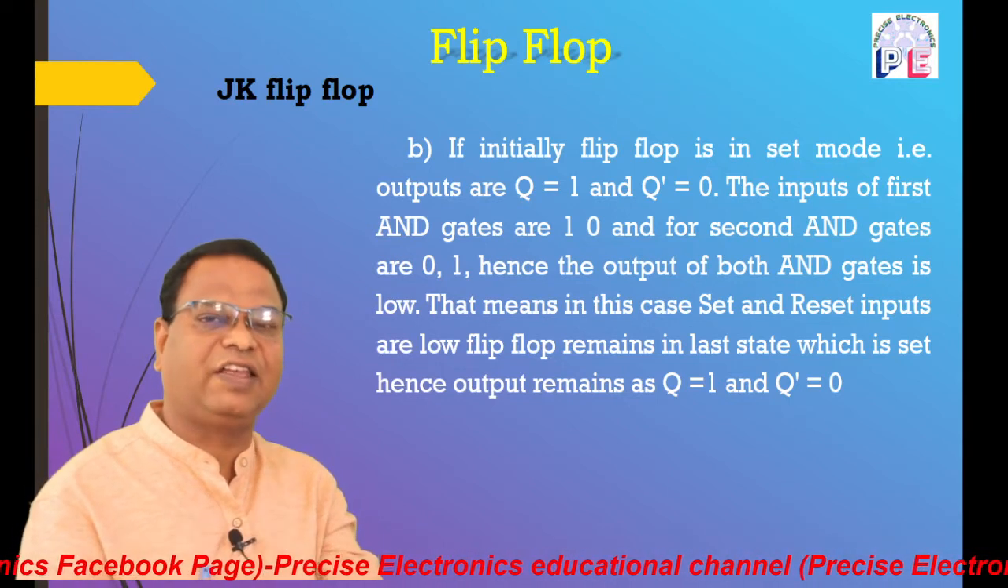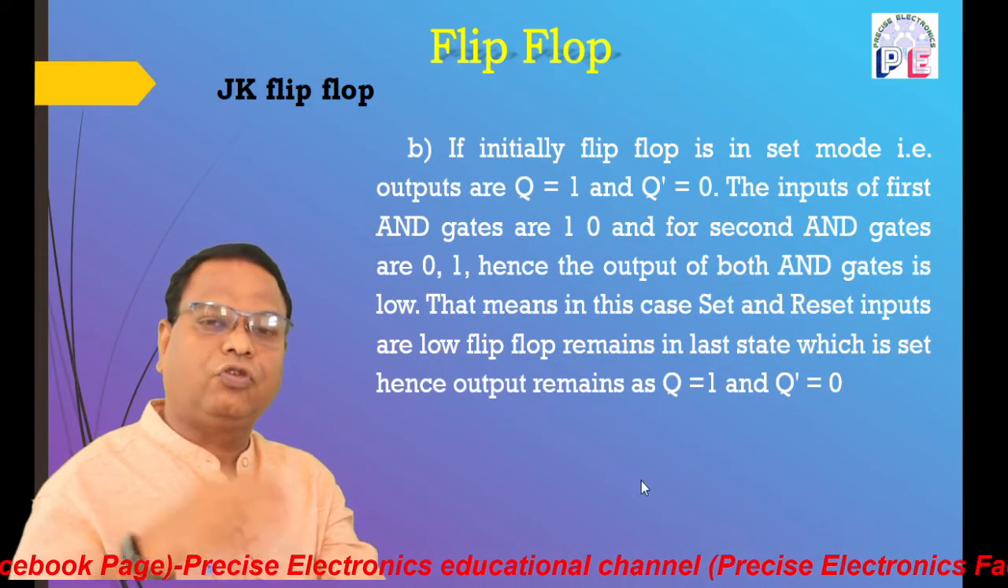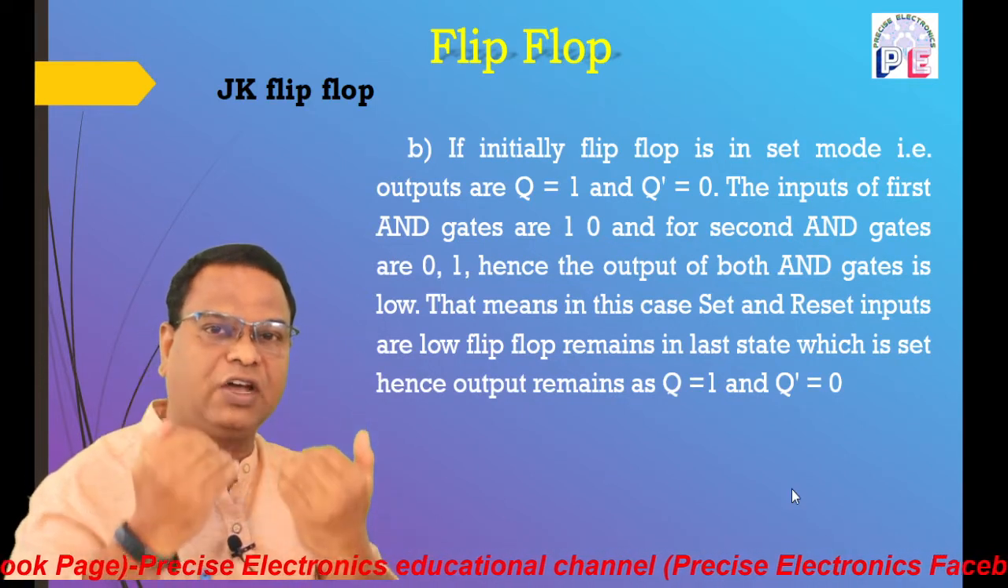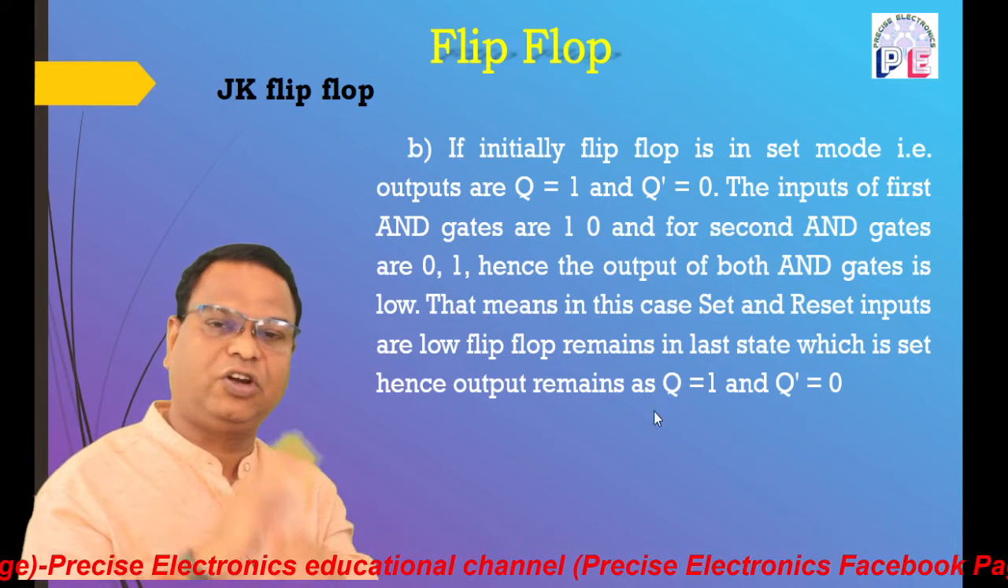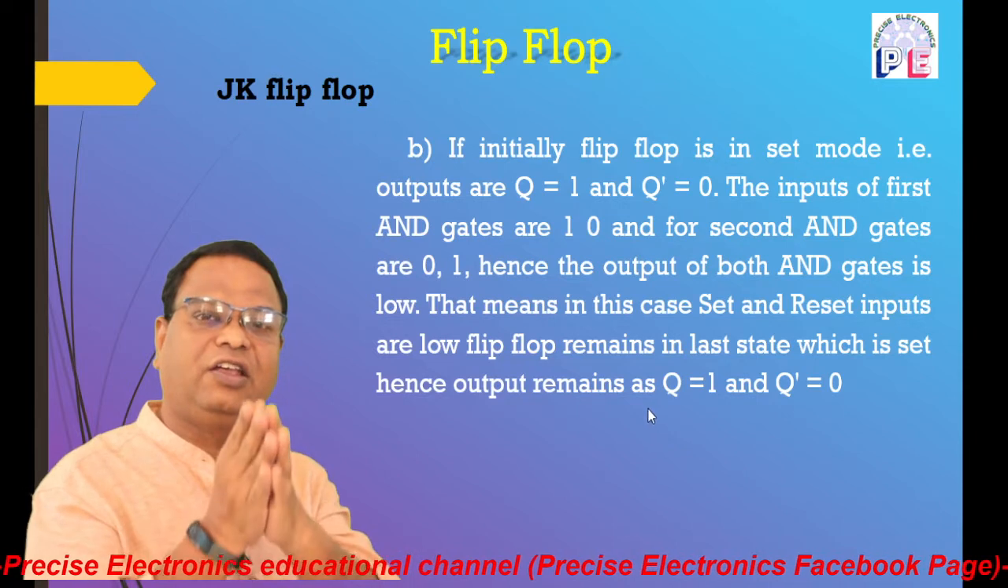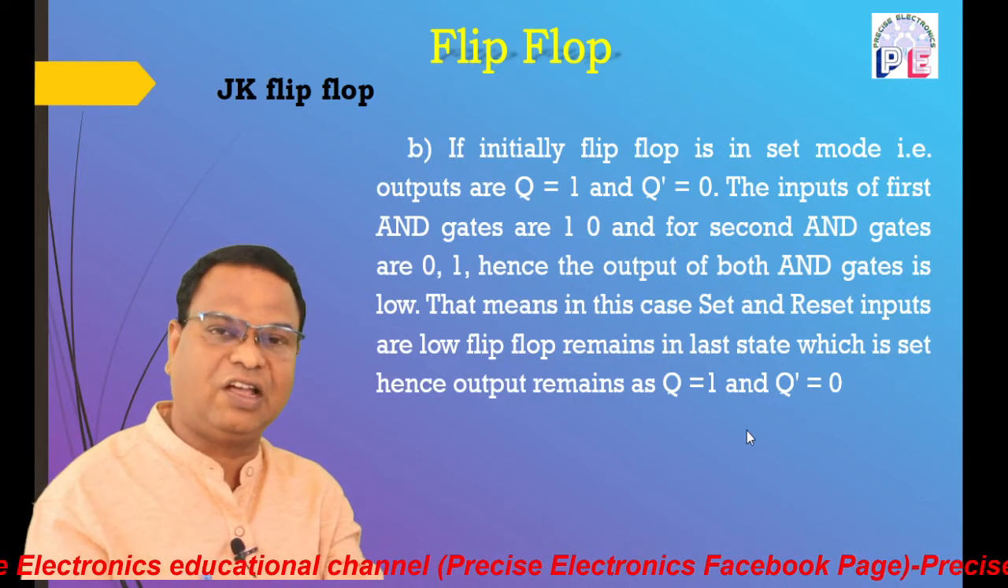That means in this case the output of both these AND gates goes to low level. So friends, the set and reset inputs are at low level, so the flip-flop remains in the last state. So what is the last state? What is the initial state? In this case, the initial state is set. So the flip-flop remains in the last state.